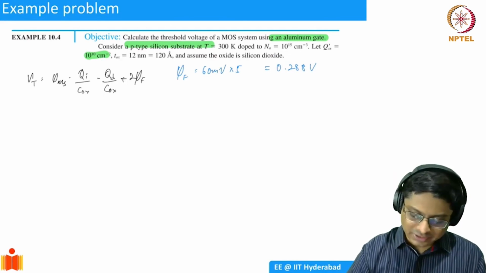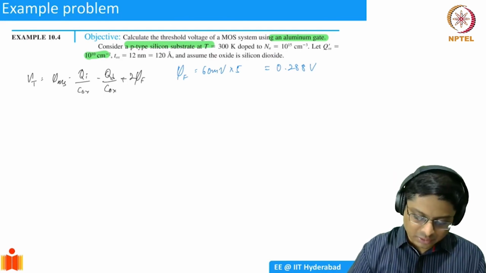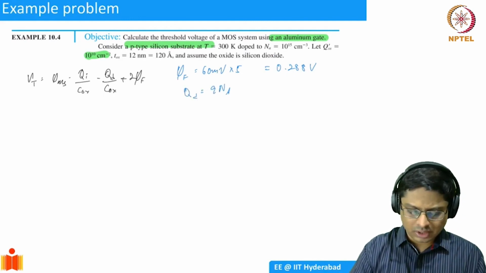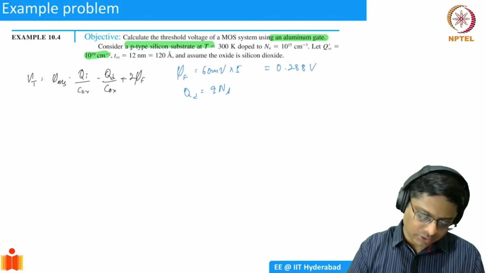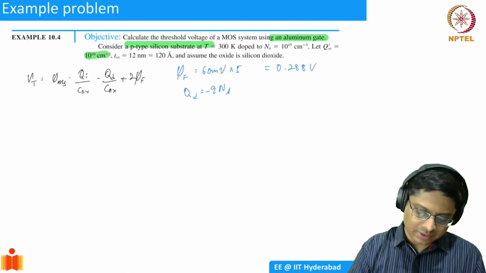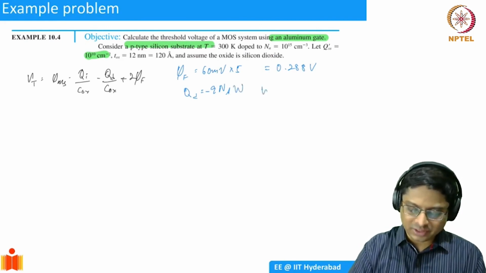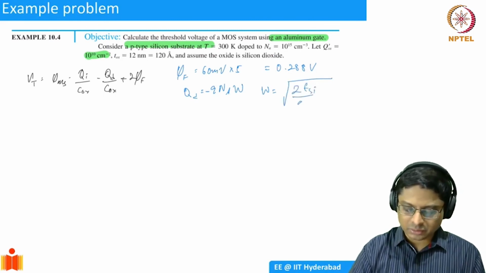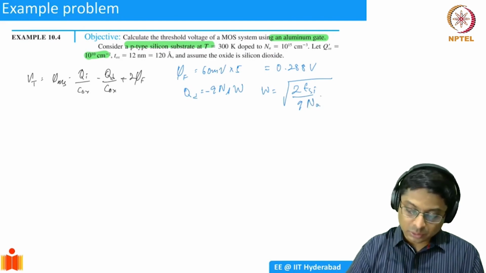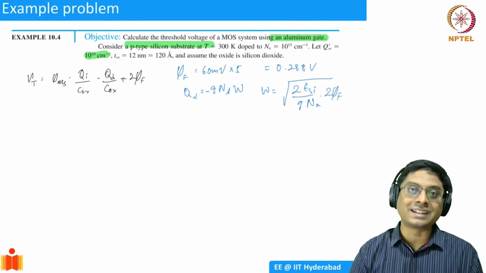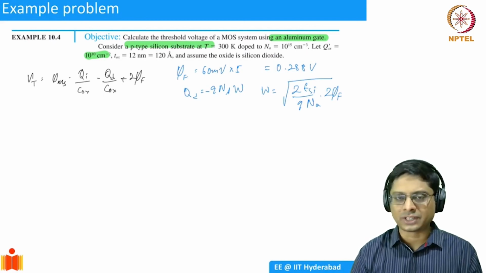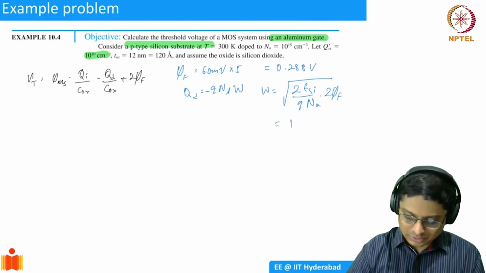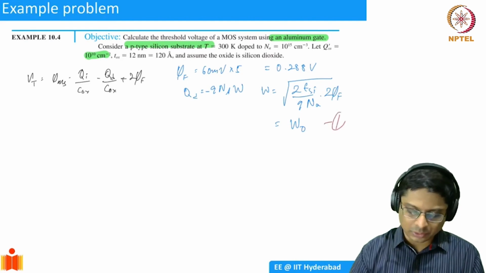Once you know that, why is this useful? If you know this, you can calculate the width, because we need to calculate charge. QD is going to be Q times Na times the width. It's NMOS, so this is going to be minus QNA times W, where the width is given by square root of 2 epsilon silicon divided by Q Na times 2 phi f, because we want the width at the threshold. At threshold the surface potential is 2 phi f. So at 2 phi f you take the width. You solve this and you find out whatever that is, W naught.